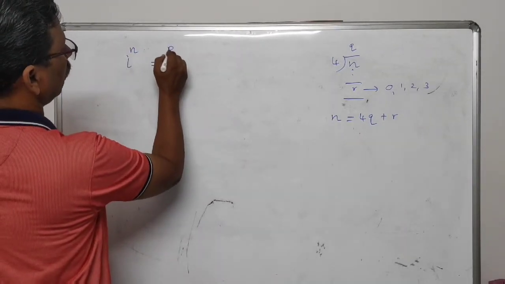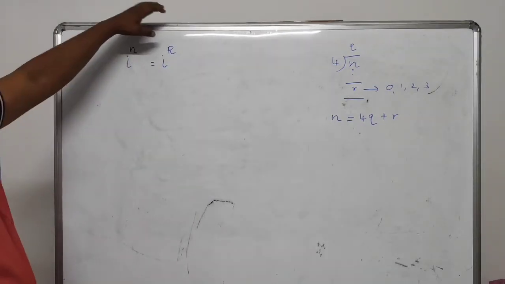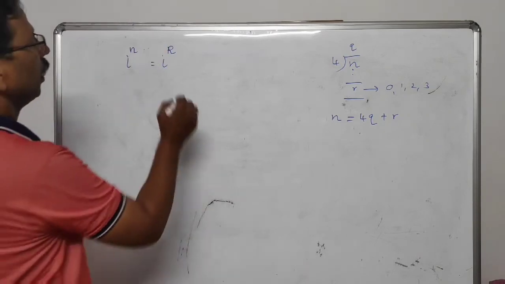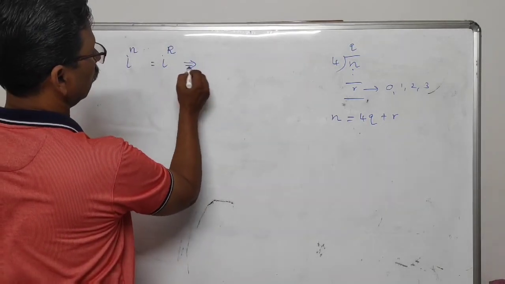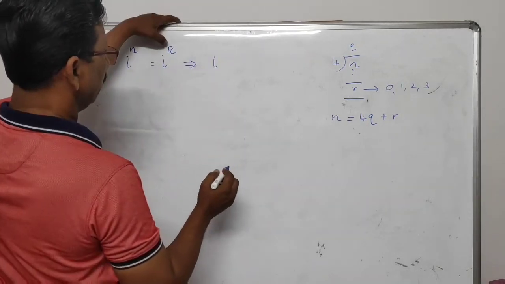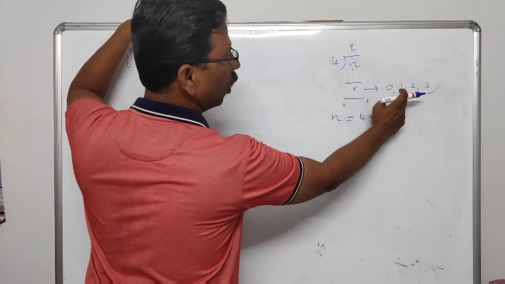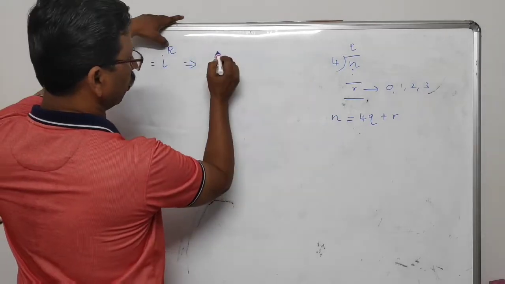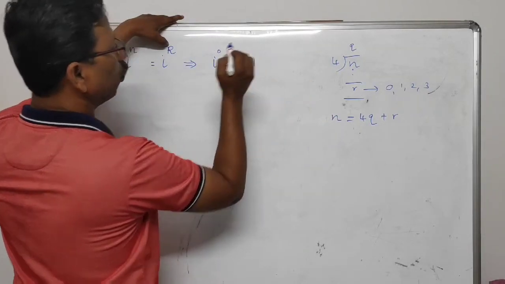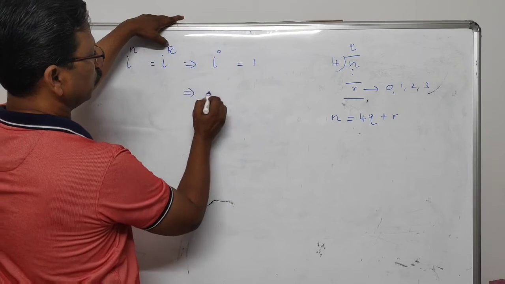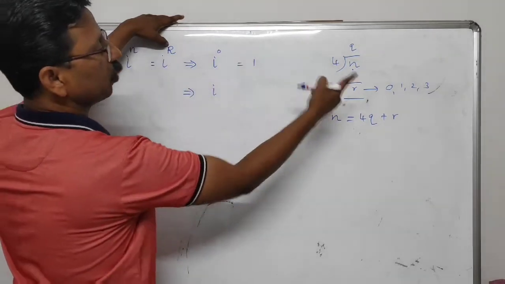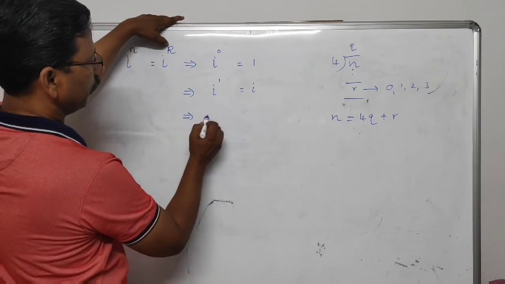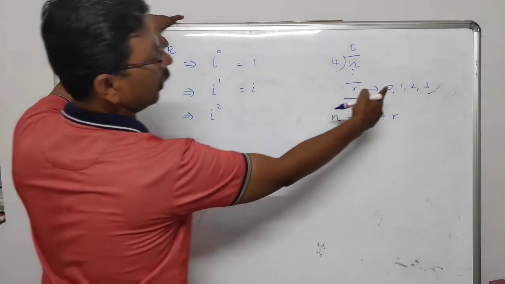Instead of small r, I have written this i power n as i power r. Suppose the remainder may be either 0 or 1 or 2 or 3. Let us say if the remainder is 0, then i power 0 is equal to 1. If the remainder is 1, then i power 1 is equal to i. Then if the remainder is 2, you can say i power 2.